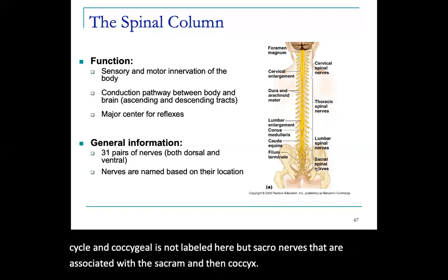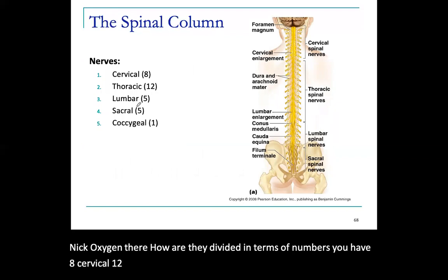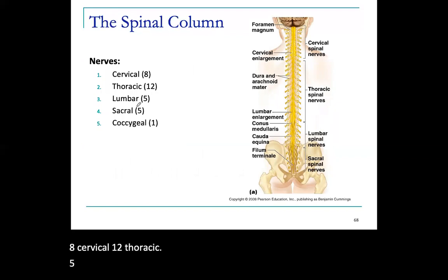How are they divided in terms of numbers? You have 8 cervical, 12 thoracic, 5 lumbar, 5 sacral, and 1 coccygeal, for a total of 31 nerves.